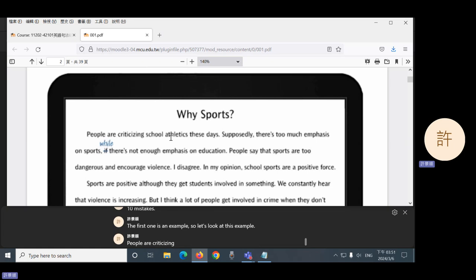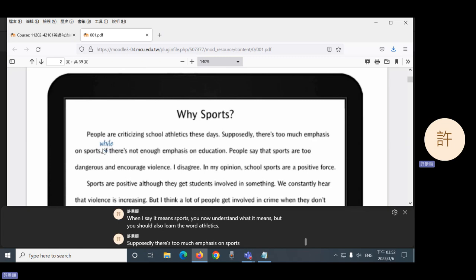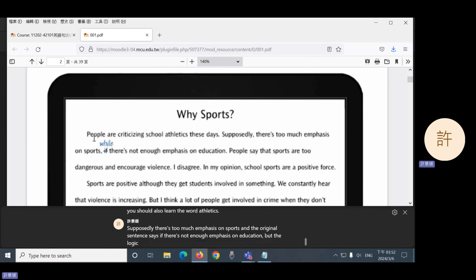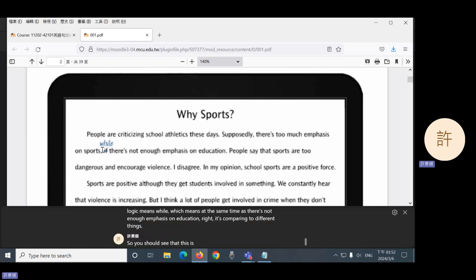"People are criticizing school athletics these days." Athletics just means sports. When I say it means sports, you now understand what it means, but you should also learn the word athletics. Supposedly, there's too much emphasis on sports, and the original sentence says "if there's not enough emphasis on education," but the logic means "while," which means at the same time as. There's not enough emphasis on education, right? It's comparing two different things. So you should see that this is the wrong conjunction and you should replace it with the right conjunction.